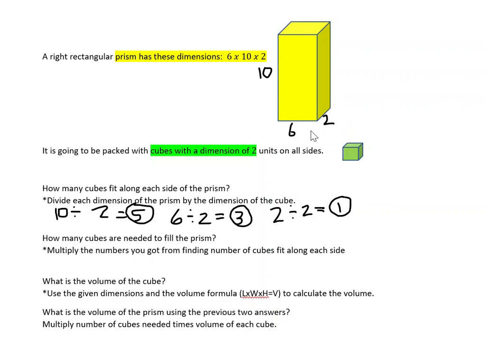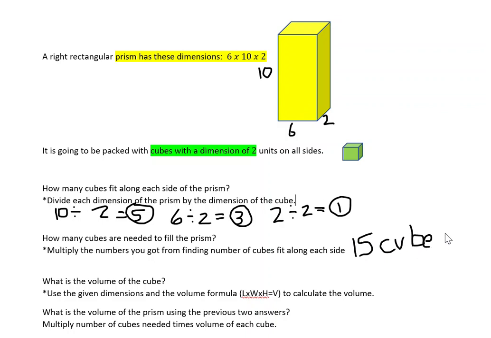So now that we know how many cubes will fit along each dimension, we could use that and multiply to find how many cubes will fit inside the box. Knowing that there will be 5 high, 3 long, and 1 wide, 3 by 1 means there's going to be 3 along the bottom, but then there's going to be 5 rows of that. So 3 times 1 times 5 is 15. That tells me the number of cubes.